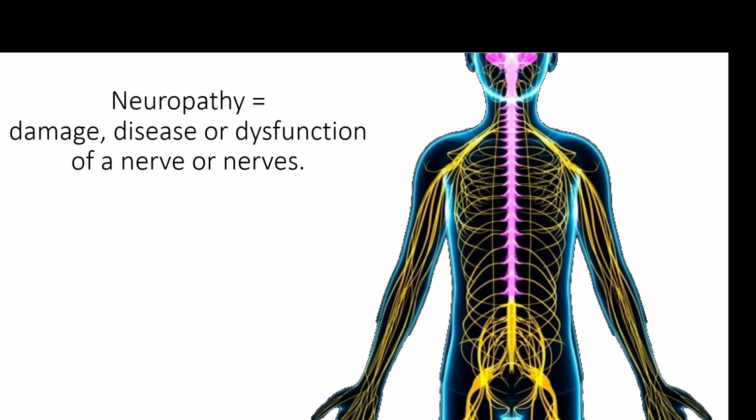This term can encompass abnormalities in both the central nervous system, which is the brain and spinal cord, or the peripheral nervous system. Neuropathy may result from a variety of causes such as metabolic disorders, i.e. diabetes, autoimmune conditions, infections, toxins, or nutritional deficiencies.